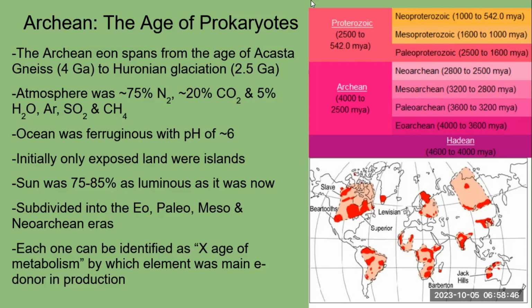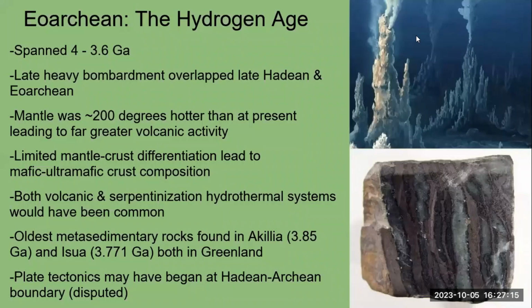The Archean is subdivided into the Eo, Paleo, Meso, and Neo-Archean eras, and in each one, it appears that a different element acted as the electron donor for the production of organic carbon. Because of this, each era can be seen as a different elemental age of metabolism. The Eoarchean can be thought of as the hydrogen age.